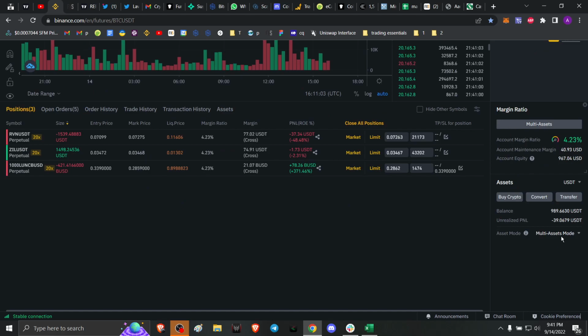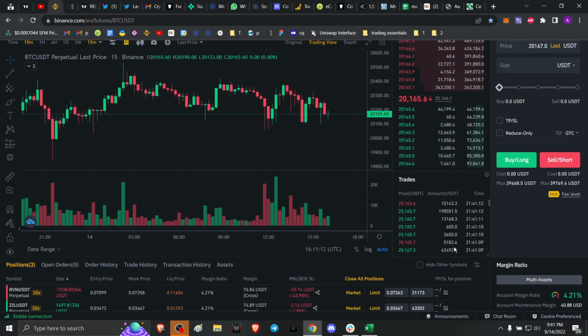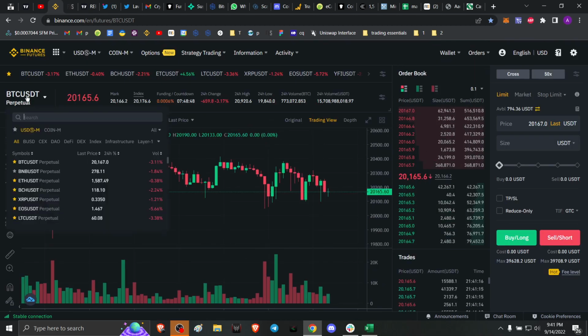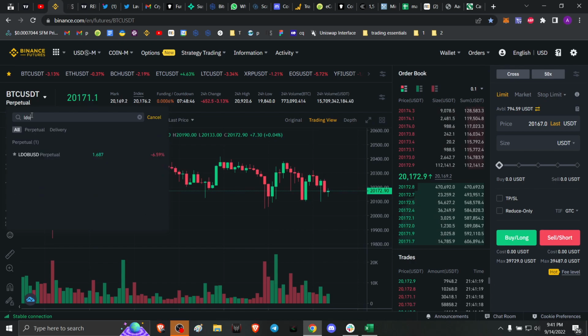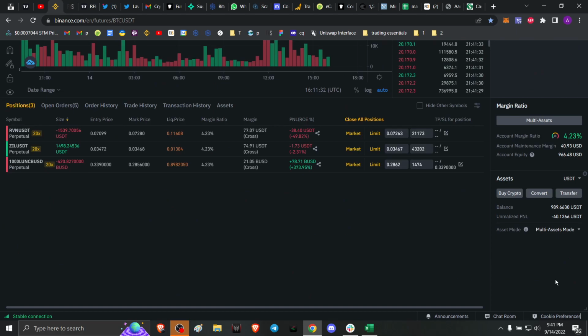The first thing is come down here and select the multi-asset mode here. This multi-asset mode will allow you to trade BUSD coins as well, right? For example, for LDO, the only pair that you have is BUSD, but you have USDT or Tether in your account. You cannot trade LDO BUSD. So the only way you can trade multiple base pairs while having a single asset, which is Tether in your wallet, is by activating this multi-asset mode.